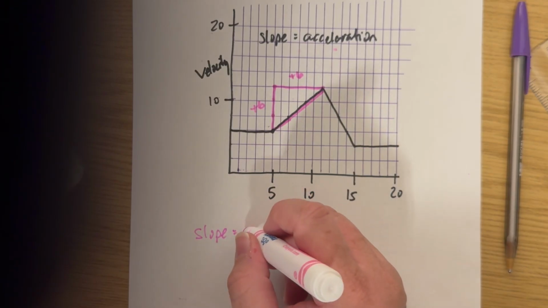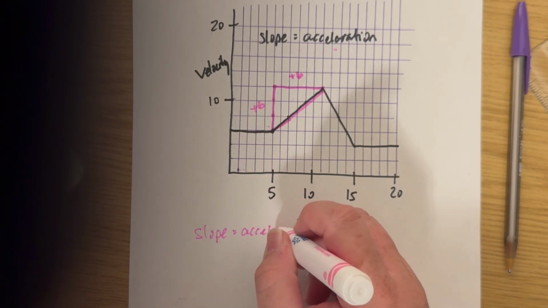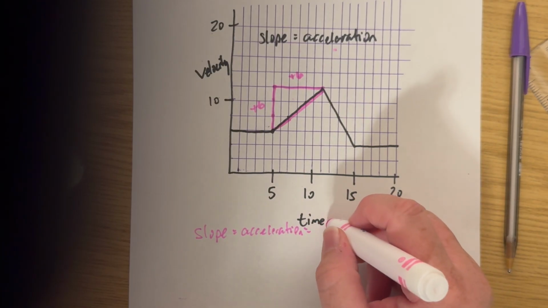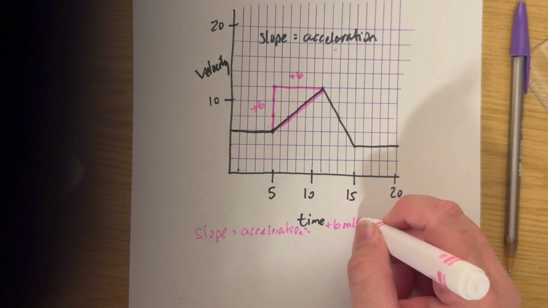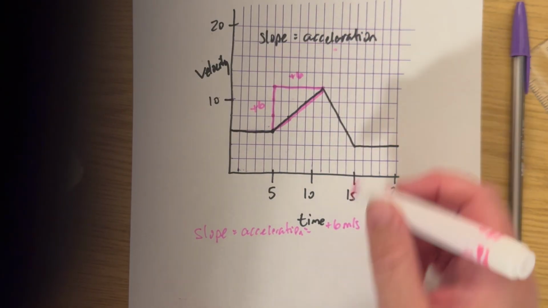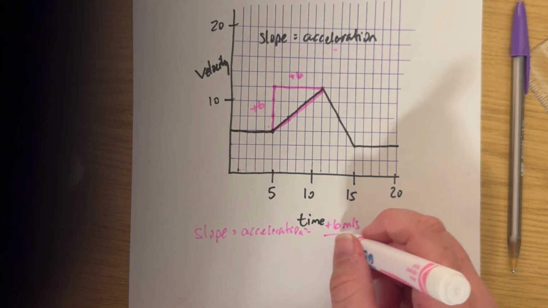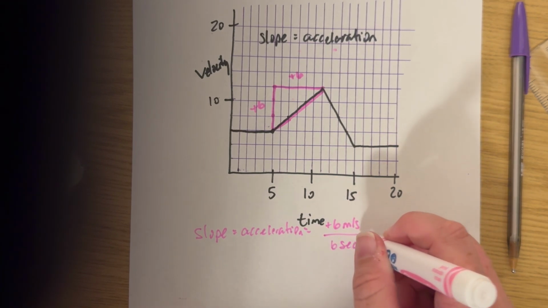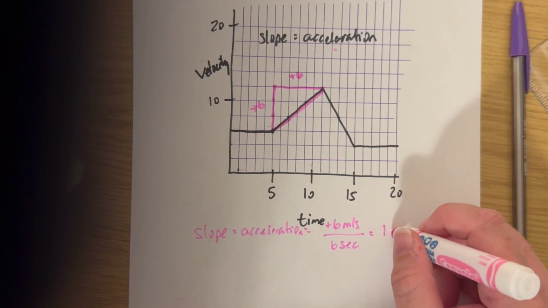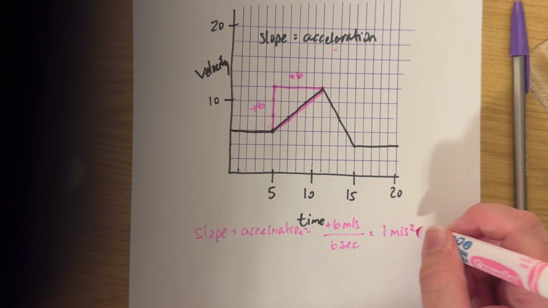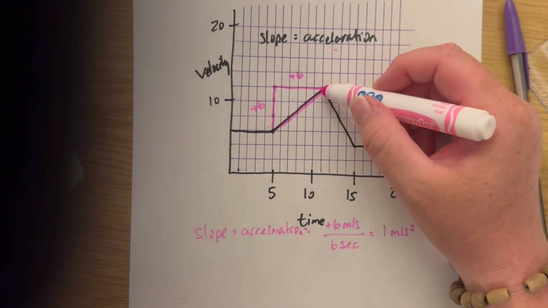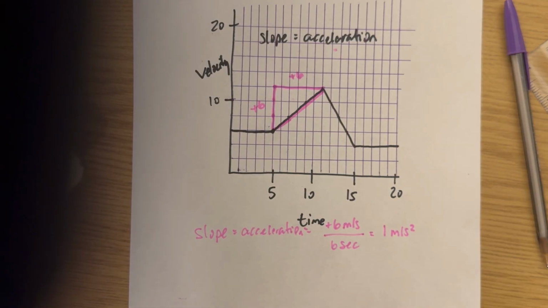And so for this section here, our slope equals our rise over our run, and it's equal to our acceleration, which is equal to positive 6 meters per second for the velocity change. Velocity is measured in meters per second, divided by 6 seconds. And if we have meters per second divided by seconds, we get 1 meter per second squared. So our acceleration from 5 to 11 seconds is 1 meter per second squared.